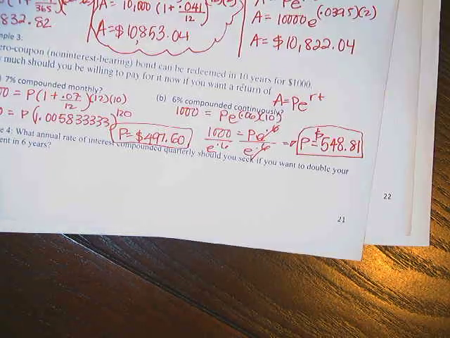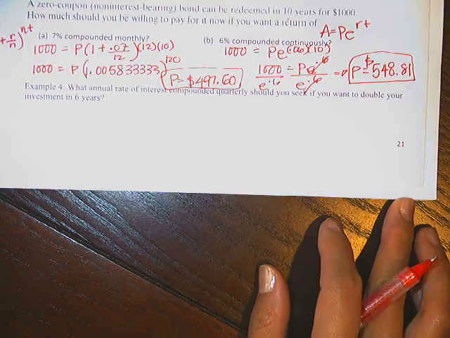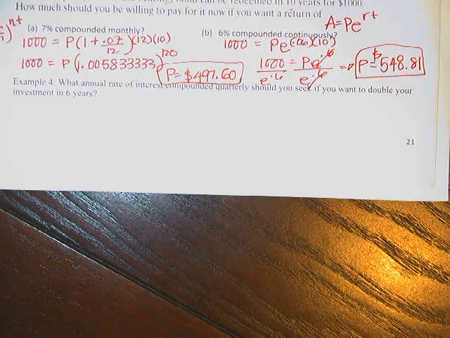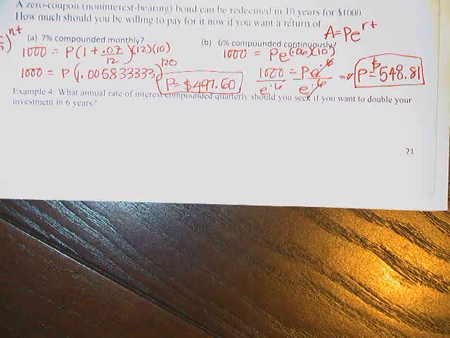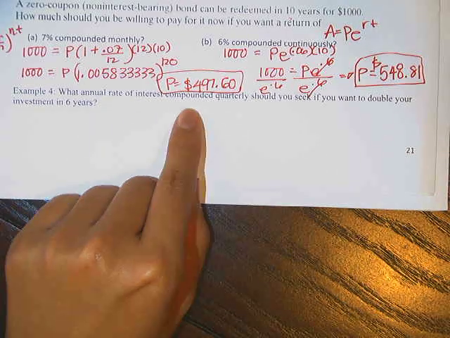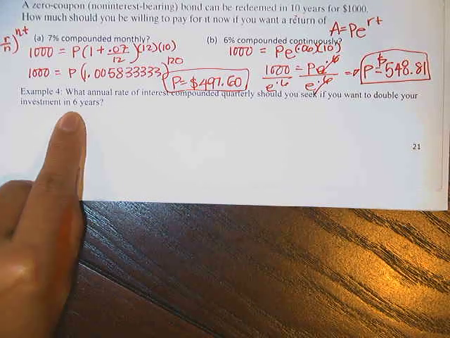I will see you. Actually, you know what? Let's just finish up example 4. This is our last example. I just forgot that this is the only thing that's left. All right, example 4. What annual rate of interest compounded quarterly should you seek if you want to double your investment in 6 years?